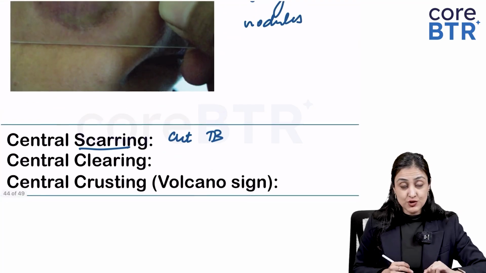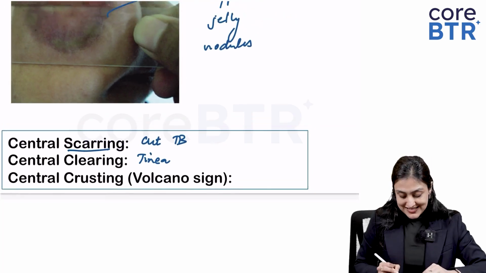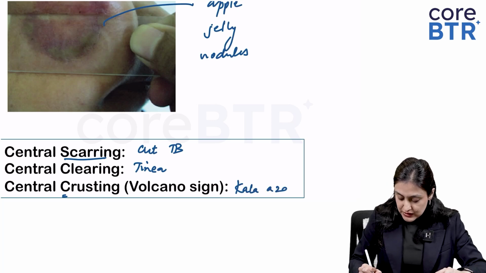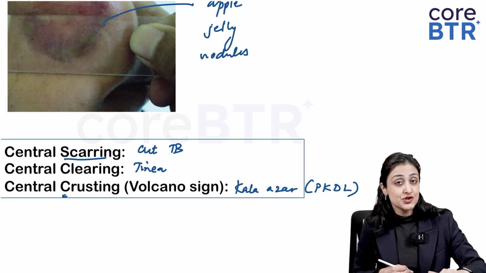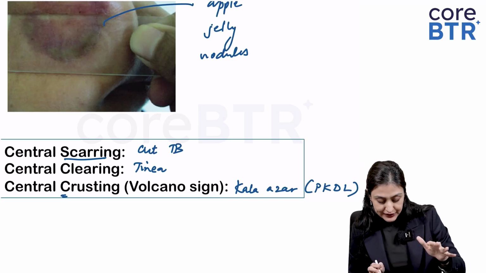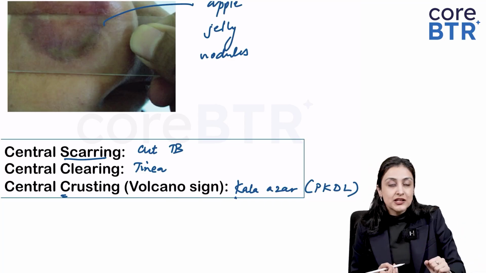Central clearing. So let's do this pattern. We have already studied tinea, right? Ringworm. Central crusting is Kala Azar. This is what we see in PKDL, post Kala Azar dermal leishmaniasis, central crusting, volcano sign. So K and K: clearing you know is ring, scar, TB leaves scars. So this pattern is done.